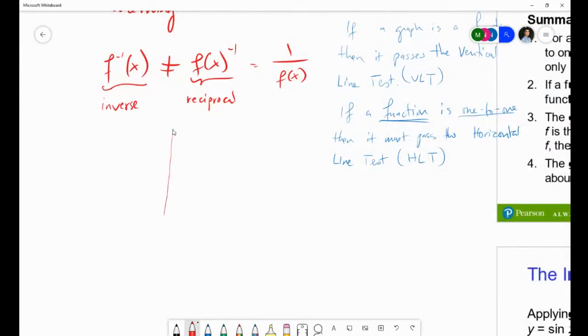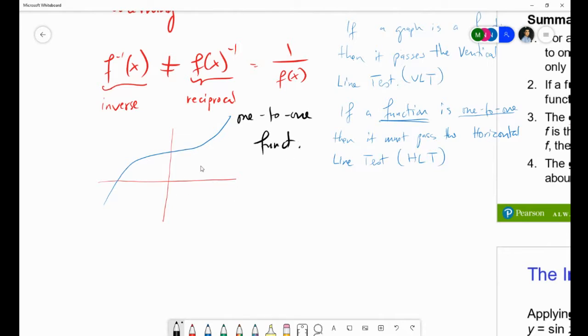So if we were to draw a function here, we make sure that it is a 1-to-1 function. So we can see that it passes the vertical line test. If I were to draw a vertical line, it only touches it one time. If I draw a horizontal line, you can see that it only touches it one time. So therefore, this is a 1-to-1 function.